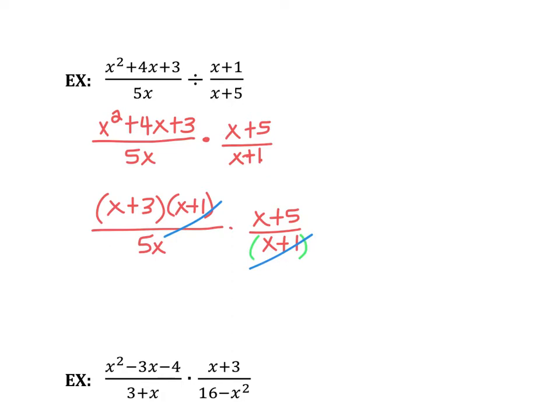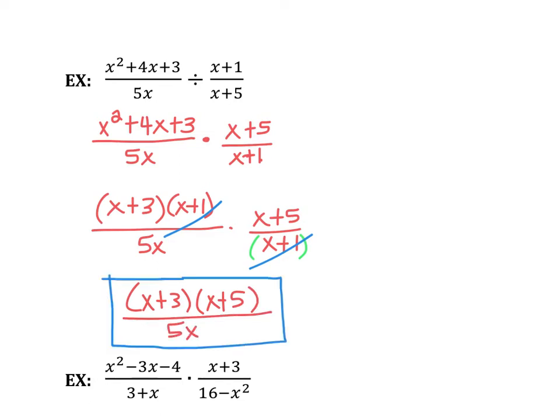Now that I've done my simplifying, I'm now going to do my multiplying of these two rational expressions together. And then I'm going to write my final answer as x plus 3 times x plus 5, all divided by 5x. All right, and notice that this rational expression is completely simplified because it has no common factors other than 1 in its numerator and denominator.